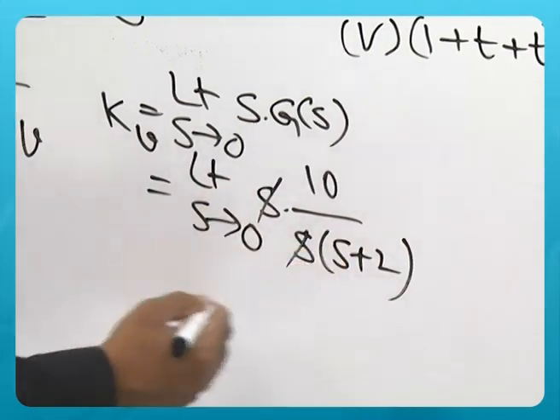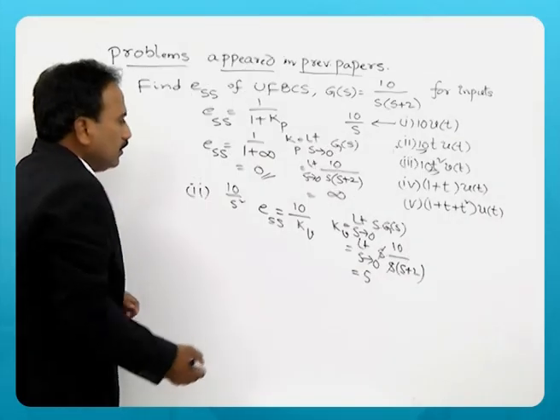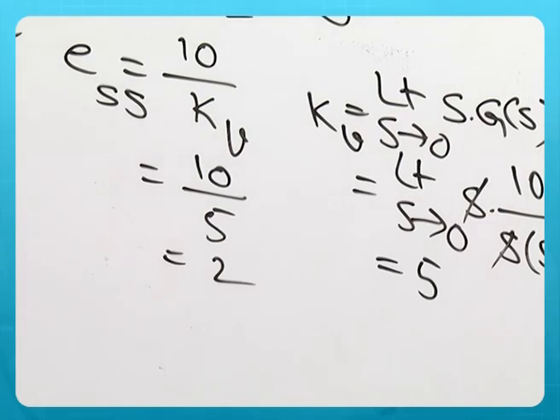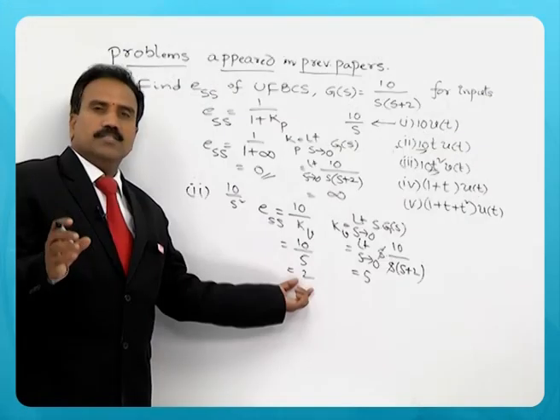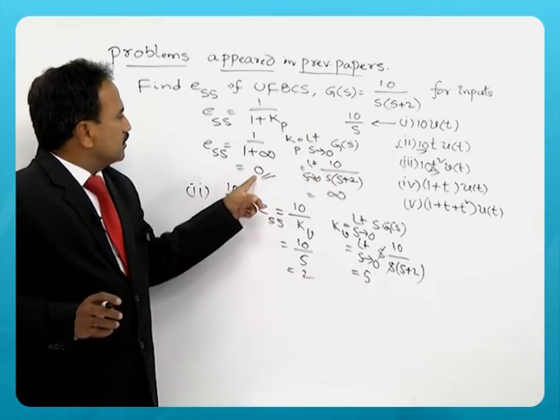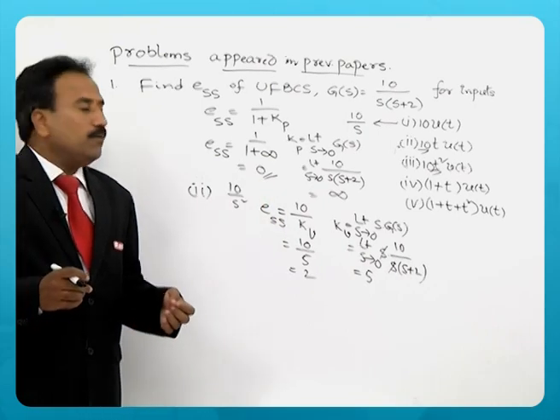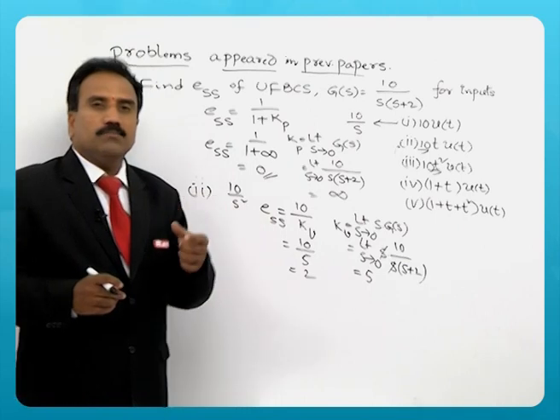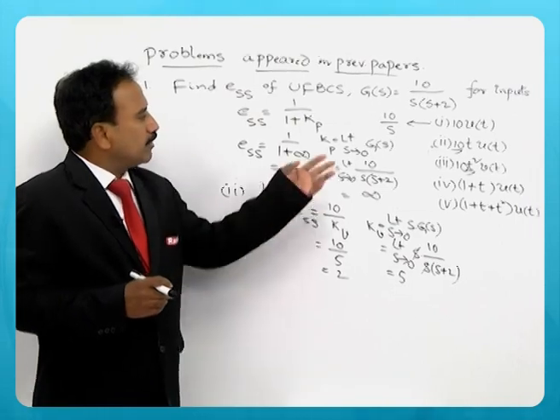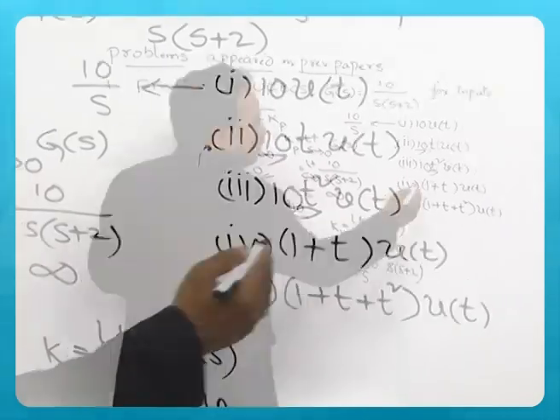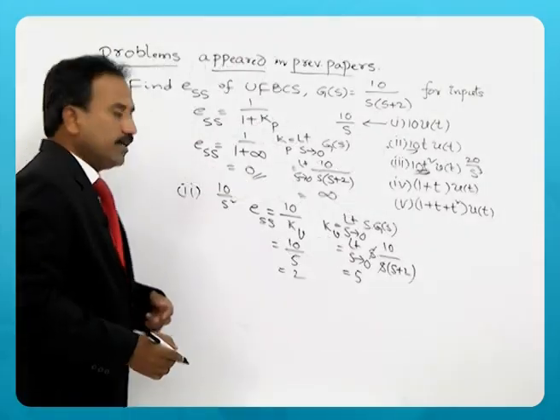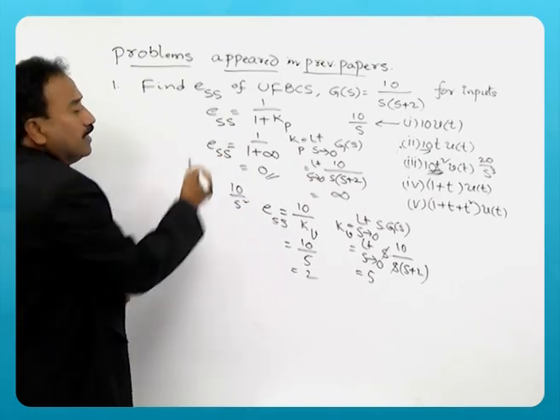and with s tending to 0 here, Kv will be 5. So, now the steady state error is 10 by 5, it is 2. So, it is a finite error. The steady state error is finite for ramp input, whereas for step input it is 0. Now let us apply the third signal, parabolic input, to the G(s). Let us see the steady state error for parabolic input, and its Laplace transform is 20 by s cube. And for such an input, what is the steady state error?